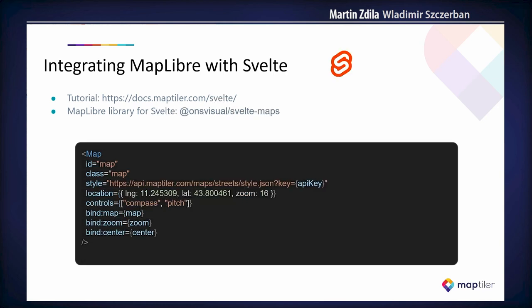Similar integration goes with Svelte. There also exists a library, but it's much simpler. It provides you only a map component. It currently doesn't even have a marker component, but you can bind the map to a Svelte variable and then use the MapLibre API to add this marker or other features.